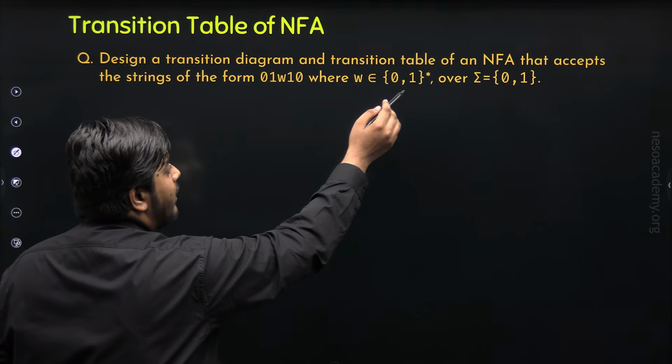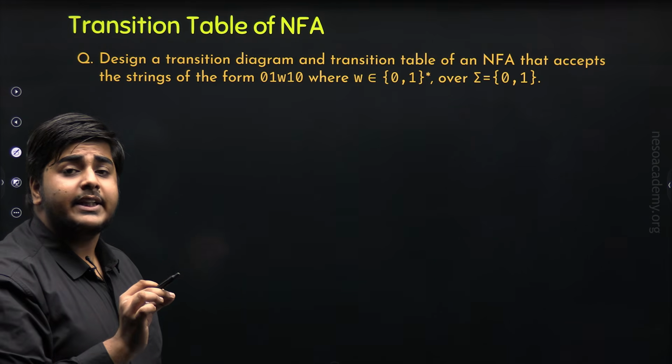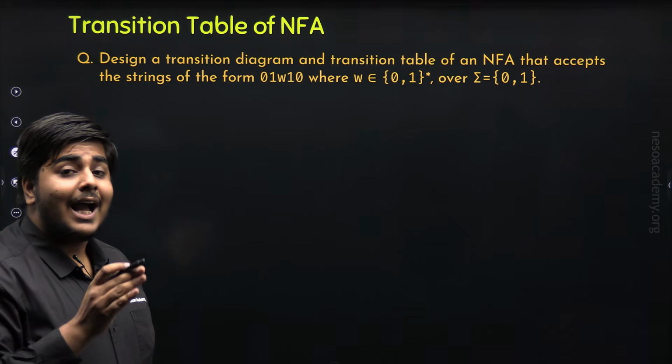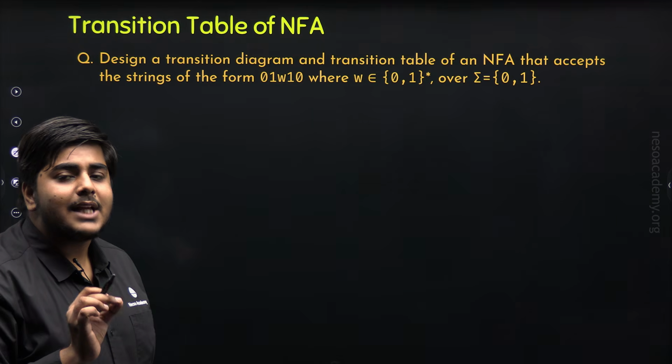Here you can see we have an asterisk symbol. And we know this is a representation for Kleene star closure. And Kleene star closure also includes the null string, that is epsilon.